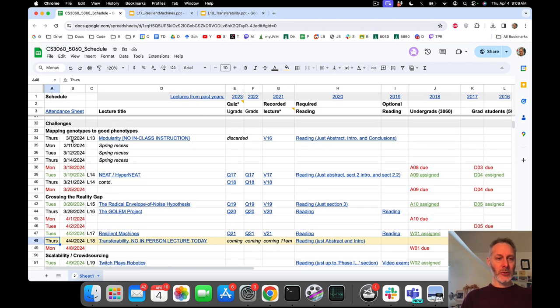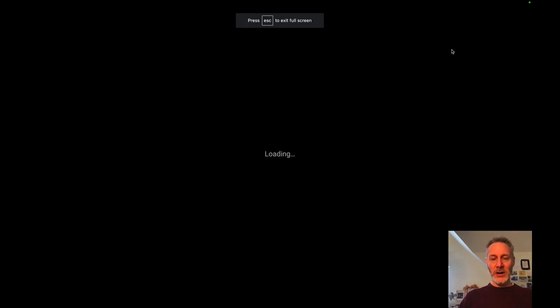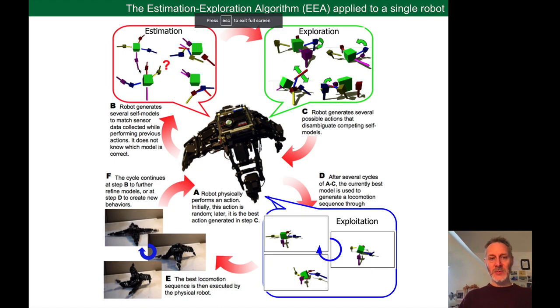We're working our way through open problems in the field, and we've been wrestling with arguably the hardest problem in the field, which is to cross the reality gap. We looked at the original formulation back in the 90s. We looked at the Golem project in 2000. And we are just about to finish lecture 17, which was my own attempt to try and cross the reality gap back in 2006, where the idea was to evolve simulations that more closely match the robot's reality.